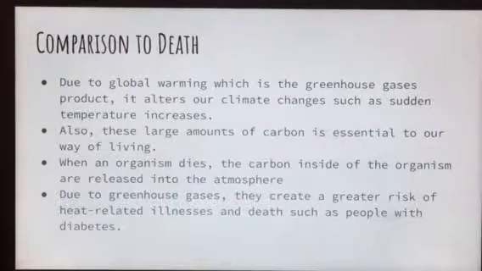Due to global warming, which is the greenhouse gases' product, it alters our climate, such as sudden temperature increases, such as the U.S. temperature increasing 2 degrees over the last 50 years. Also, these large amounts of carbon are essential to our way of living. For example, through photosynthesis, when we breathe in oxygen and give out CO2 to the plants, there are large amounts of carbon dioxide produced. When an organism dies, the carbon inside of the organism is released into the atmosphere. This process is known as decomposition. Due to greenhouse gases, they create a greater risk of heat-related illness and death, such as for people with diabetes.